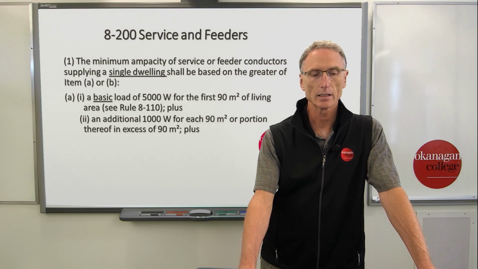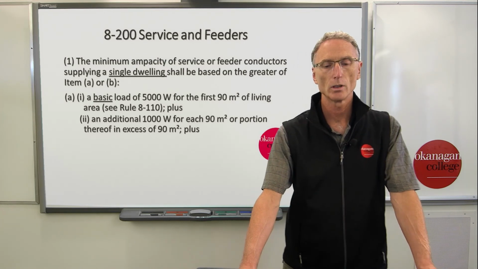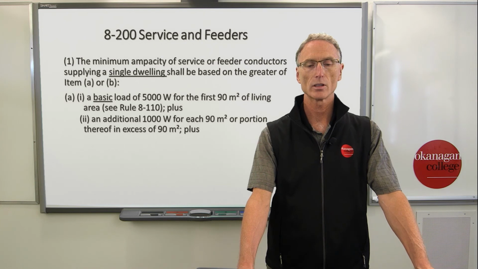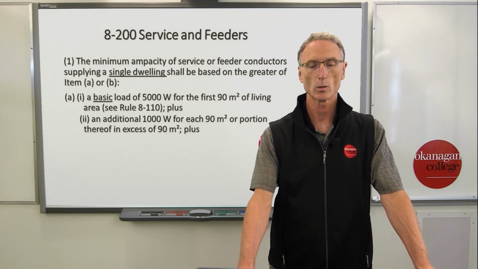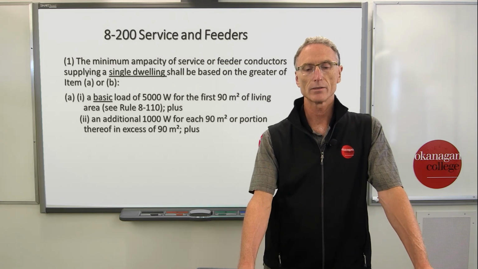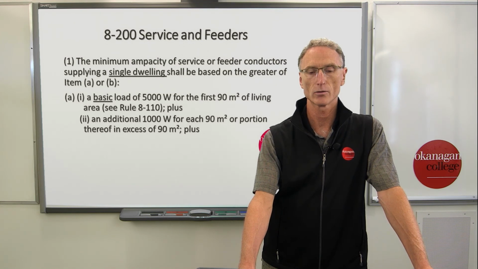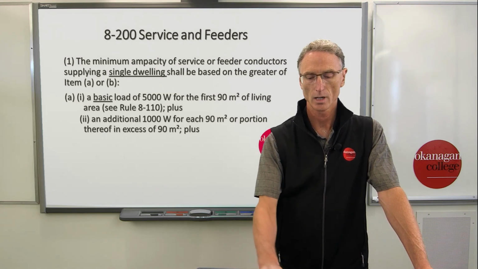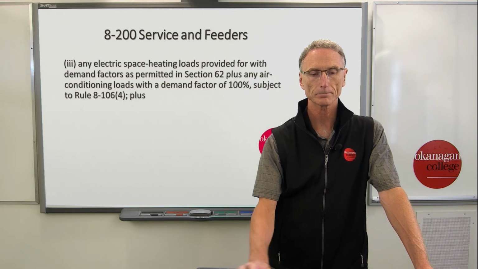And our second rule off subrule A is an additional 1,000 watts for each 90 meters squared or portion thereof in excess of 90 meters squared. And we'll look at that closer on our calculation and just sort out what all that means. At first glance, it looks a little confusing, but it's really quite simple. We just need to figure out how many times 90 meters squared goes into our total calculation for our meters square for our house. And we'll come back to that and work through in a few minutes.